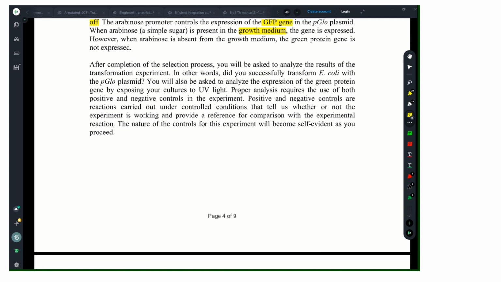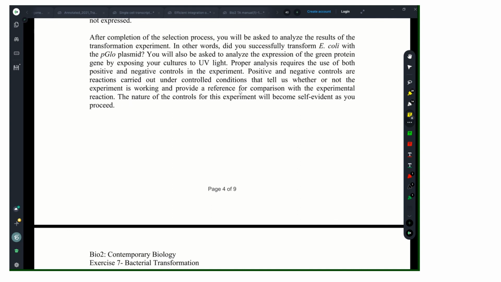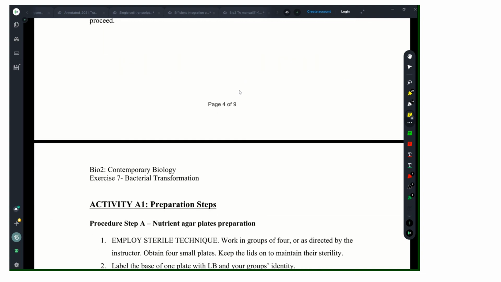Okay, after completion of the selection process, you will be asked to analyze the results of the transformation experiment. In other words, did you successfully transform E. coli with the pGlo plasmid? You will also be asked to analyze the expression of the green protein gene by exposing your cultures to UV light. Proper analysis requires the use of both positive and negative controls in the experiment. Positive and negative controls are reactions carried out under controlled conditions that tell us whether or not the experiment is working and provide a reference for comparison with the experimental reaction. The nature of the controls for this experiment will be self-evident as you proceed. So yeah, we're going to have a positive and a negative control, and I'll go ahead and explain those.